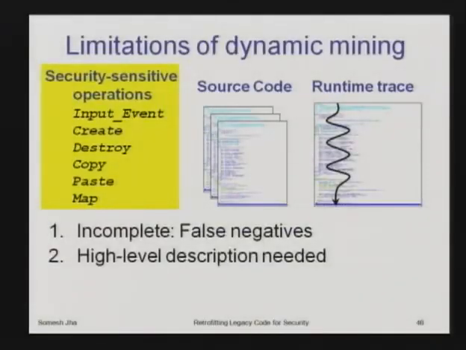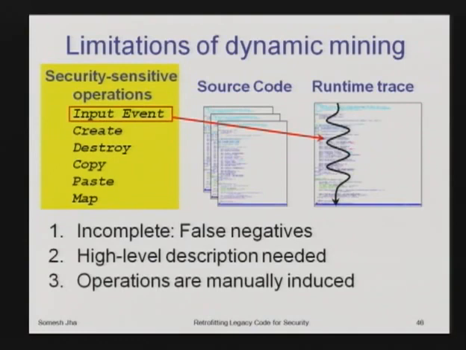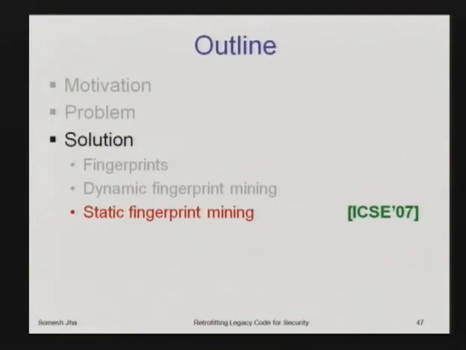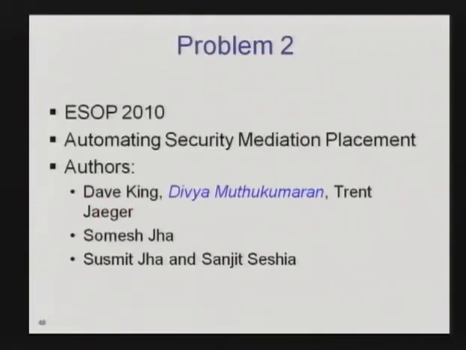Okay, how much time? As we know, all dynamic techniques have this problem: there's a false negative problem. If you haven't seen a path before, you're not going to exercise it. Remember, there's also a high-level description needed, that table that I talked about, and the operations have to be manually induced in the server. We fixed that, and we had a static fingerprint mining technique that was in XCS07, which I'm not going to talk about. I'm now going to move to problem 2 of putting mediation statements in Java. This appeared in ESOP 2010.